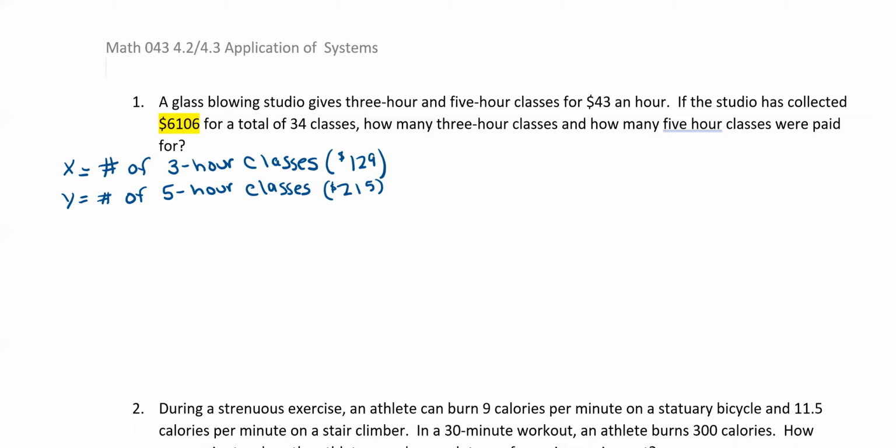We know that there were a total of 34 classes. So the number of 3-hour plus the number of 5-hour have to equal the number of total classes. And the second equation will be our money. 129 times X plus 215Y equals $6,106. So those are your two equations and two unknowns.